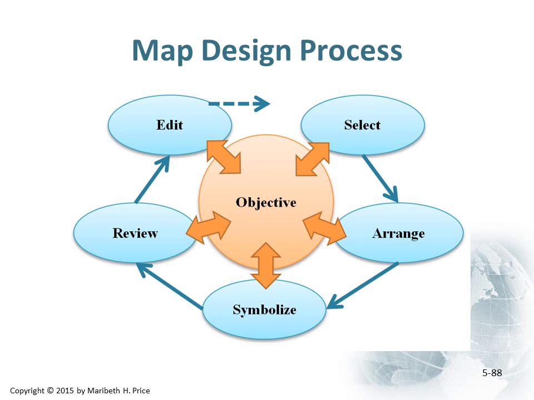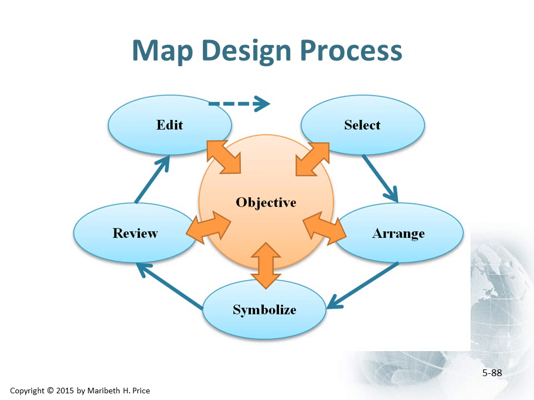In this diagram, we start off with some data that we select based on our objective. We arrange it based on our objective. We symbolize it based on our objective. We review the map that we've made and see how well it suits our objective. And we edit it and make whatever changes we need.